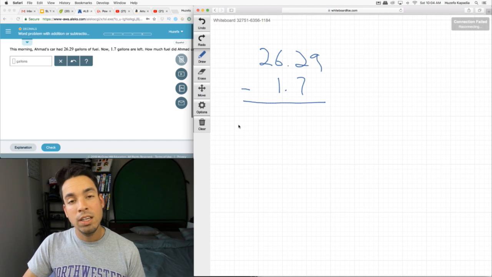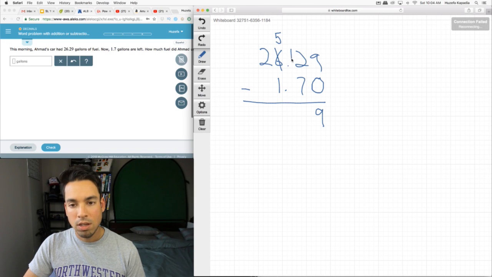Once we made that determination, now we follow the steps that we learned before. Again, we don't have anything here. We want to match up all the digits, so I'm going to just add a 0. And now we're good to go. 9 minus 0 is simply 9. We can't do 2 minus 7, so we're going to borrow 1 from the 6. Now we got 12 minus 7 is 5.